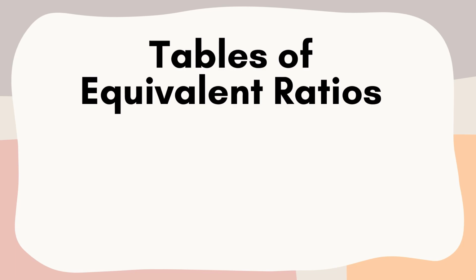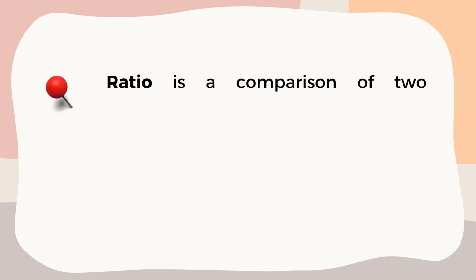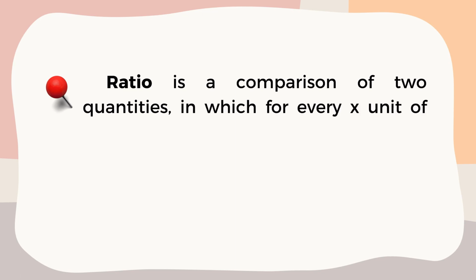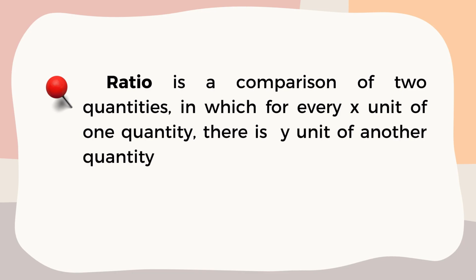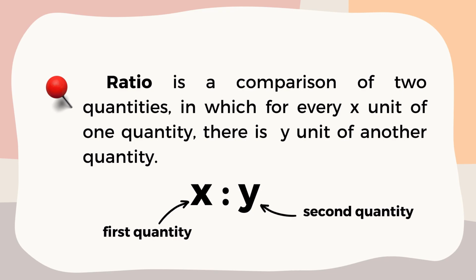Our lesson for today is all about tables of equivalent ratios. What is a ratio? A ratio is a comparison of two quantities in which for every x units of one quantity, there are y units of another quantity. For example, x is to y. X is the first quantity and y is the second quantity.